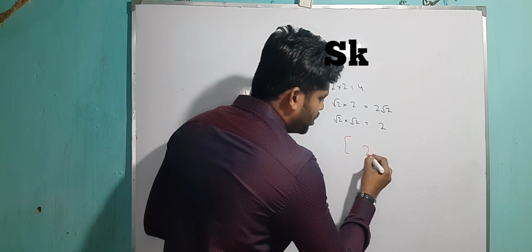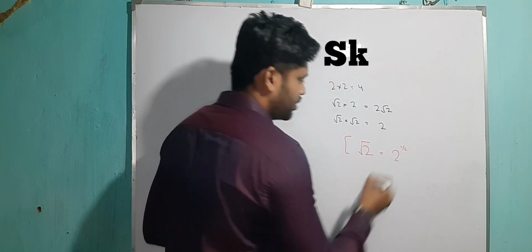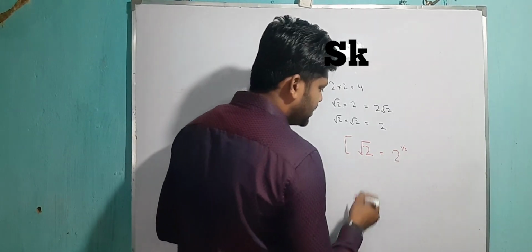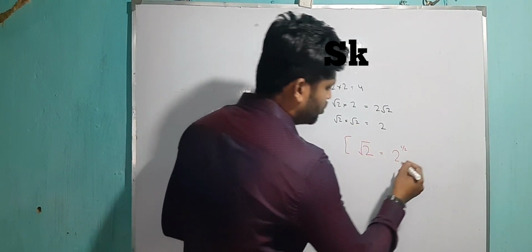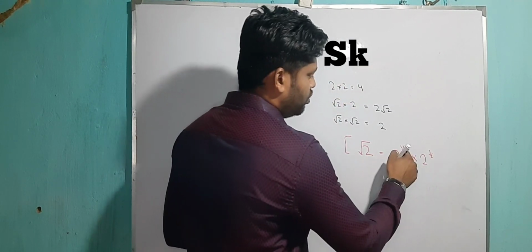What does this root mean? Sir, root means 1 by 2. Okay, 1 by 2. How many numbers are like this? There are 2 numbers, so root 2 into root 2. So here one more, 2 to the power 1 by 2 like this. Root 2 into root 2.